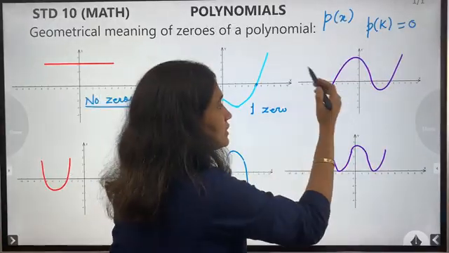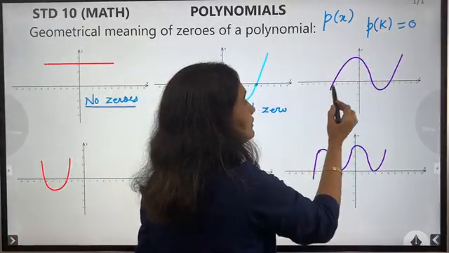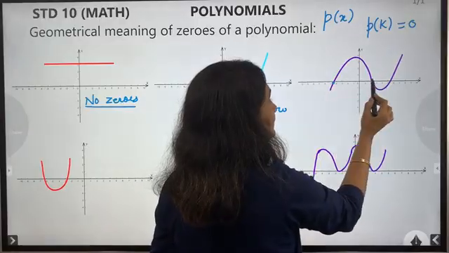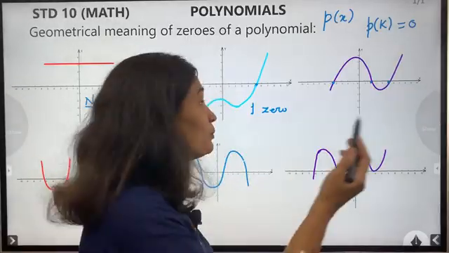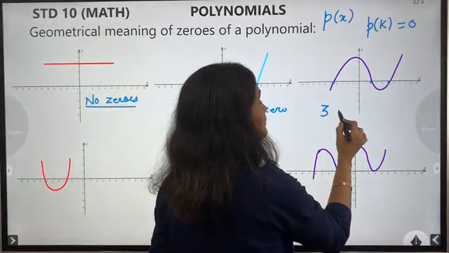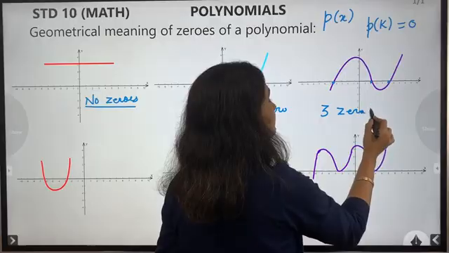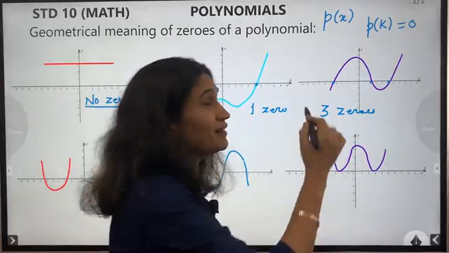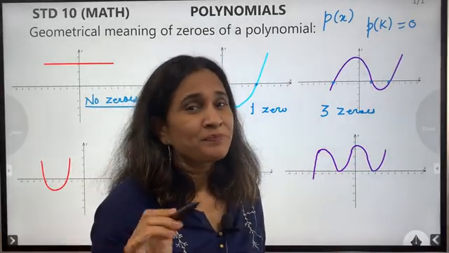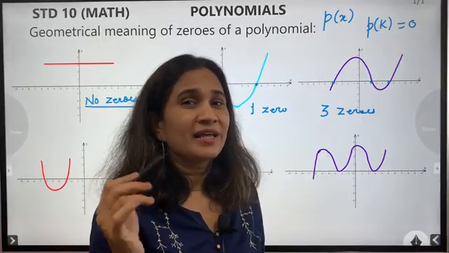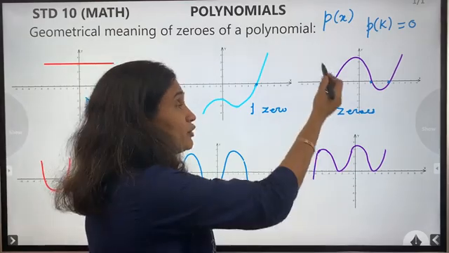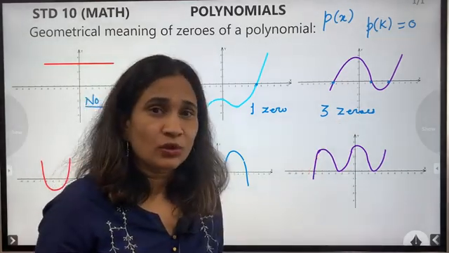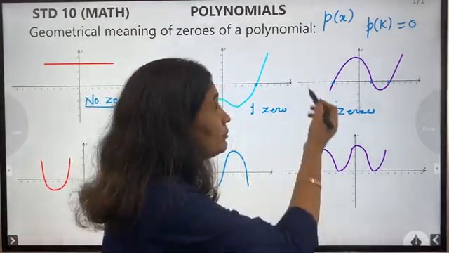Now coming to this, here you will see in this graph, children, that it is intersecting the x-axis at 3 places. It means how many zeros does it have, children? It will have 3 zeros of the polynomial. It looks to be a cubic polynomial, because a cubic polynomial will have 3 answers or 3 zeros. So from the graph you also understand what type of polynomial it is and how many zeros it is going to give you.